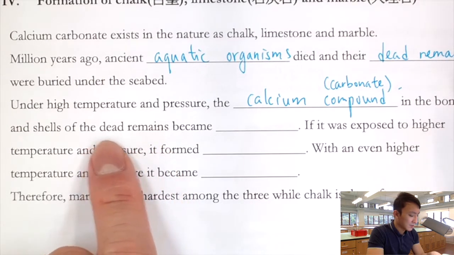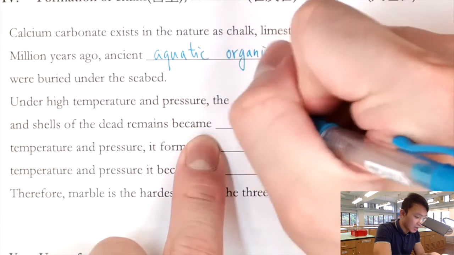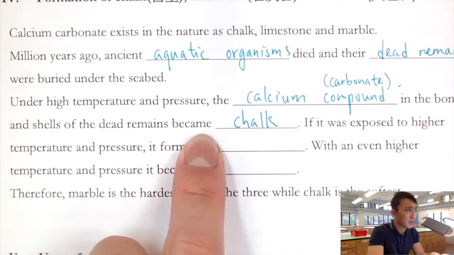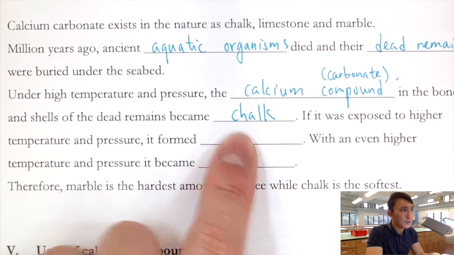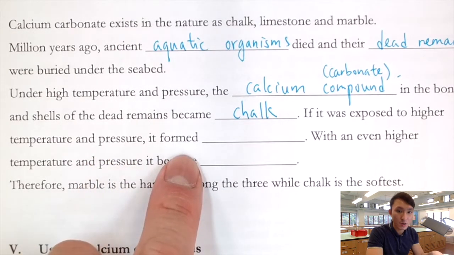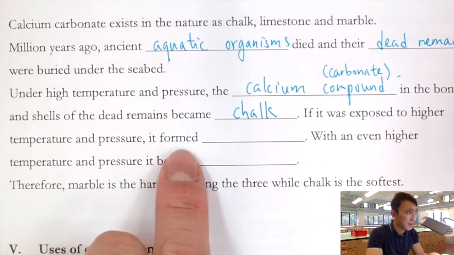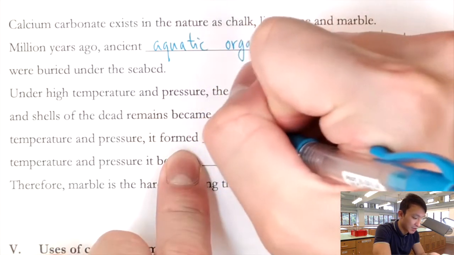So well, the dead remains became what? They will first become chalk. All right, chalk. So if they are exposed to higher temperature and pressure, then the chalk will get more compact, get more dense, and the structure also changes a bit. And this time, the chalk will become limestone.